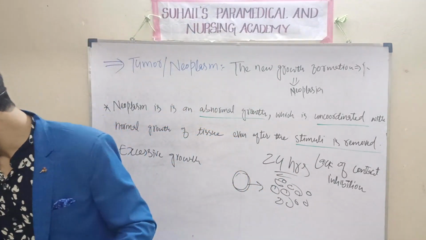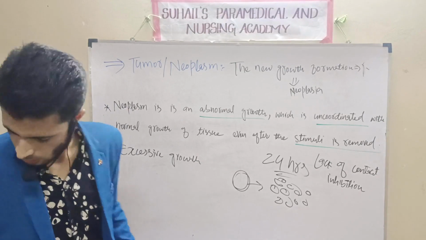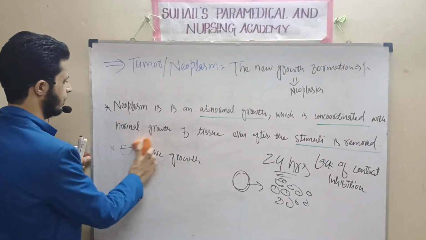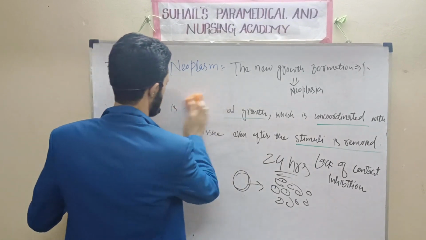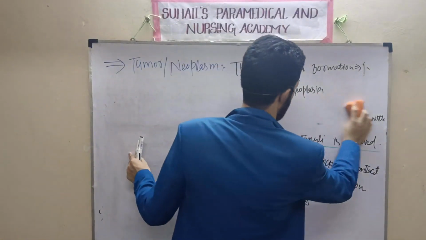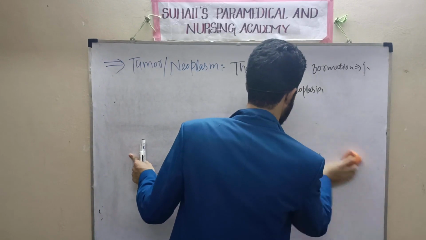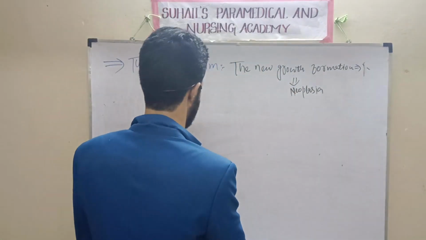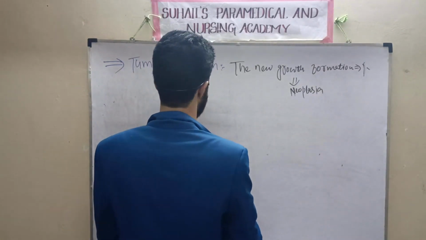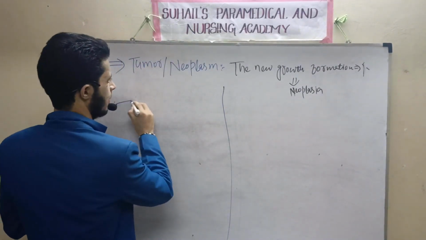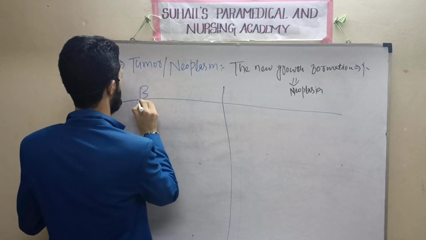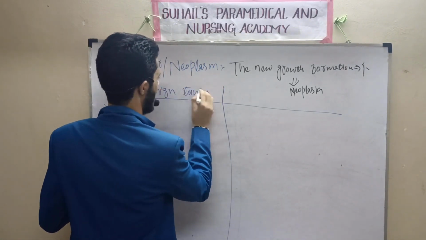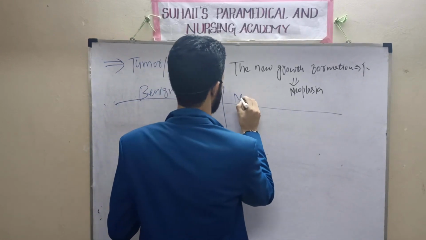Now there are two types of tumors. You can take a screenshot of this. One is called a benign tumor, and another is called a malignant tumor. I will explain these two in the form of differences.